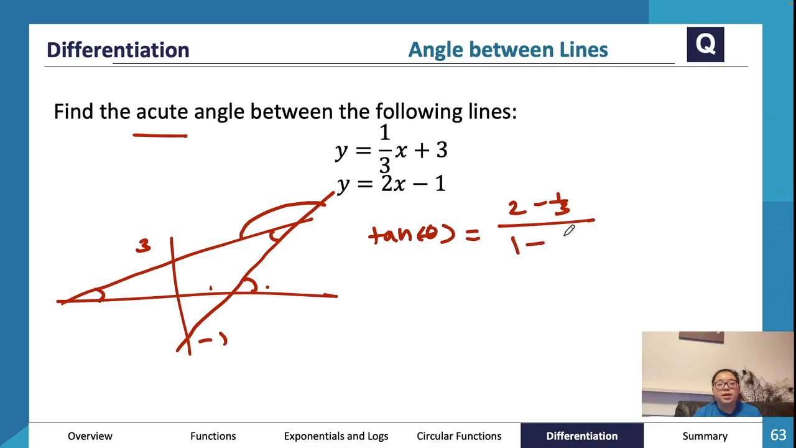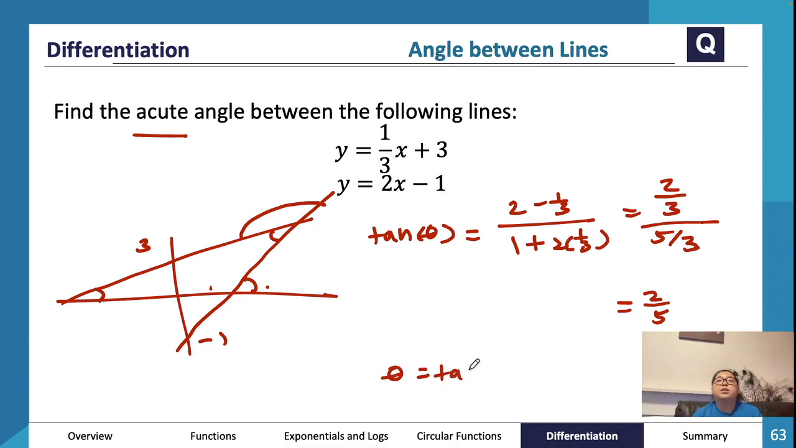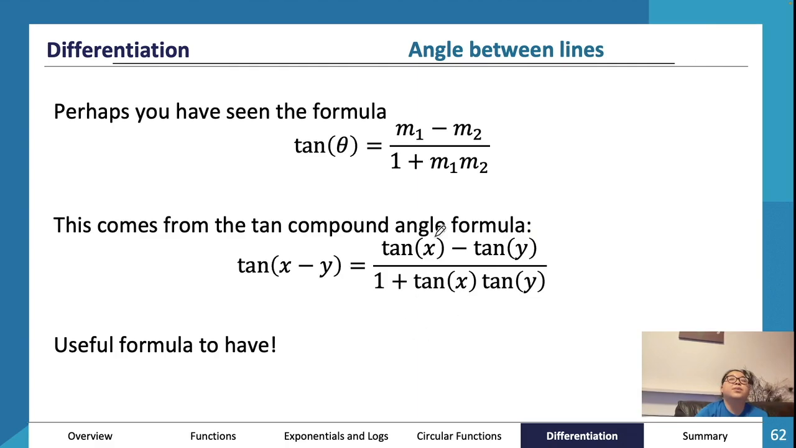So then it's 1 minus my m1 times my m2. So that's going to be 1 plus my m1 times my m2. So what I'm going to get here is that it's 2 times 1/3. So that's going to equal 2/3 over 5/3, right? So alternatively, that's going to equal 2 over 5. So my theta is just going to equal tan inverse 2 over 5, right? So this formula can be really useful in that matter.